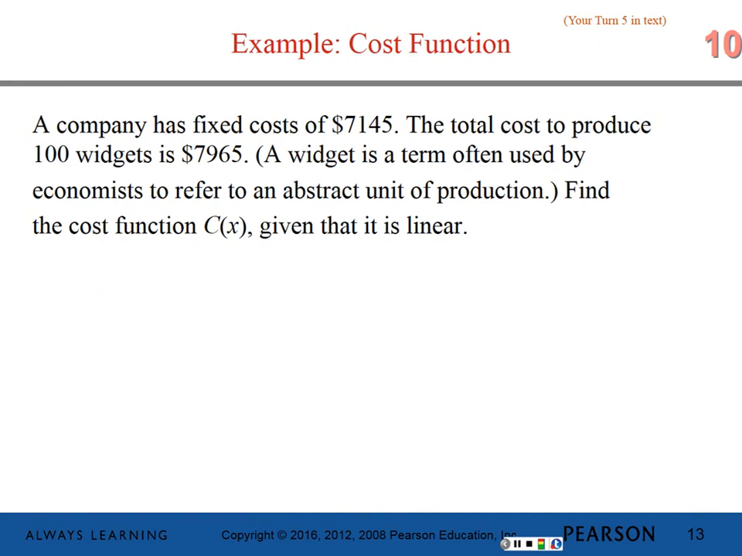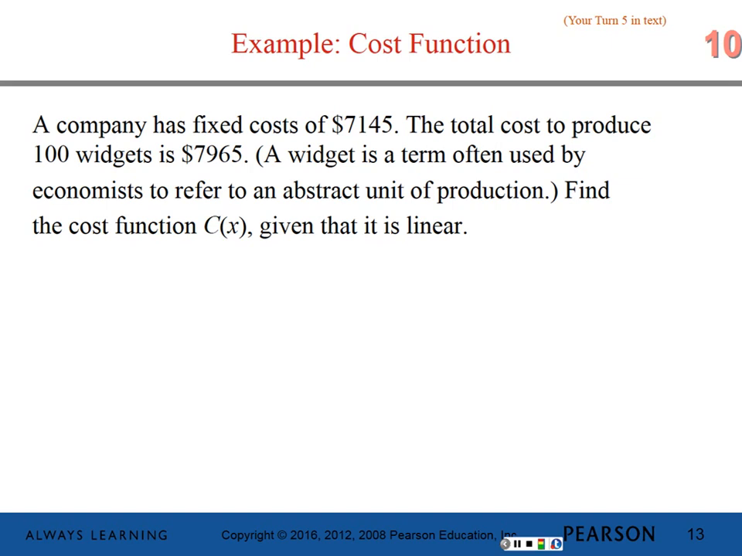Another example of a cost function, and this is about widgets. A lot of times they just use a generic term like widgets. I don't know what they're making here or what a widget is, but it's an abstract unit of production. The total cost to produce 100 widgets is $7,965, and the company has fixed costs of $7,145. So they want us to find the cost function.